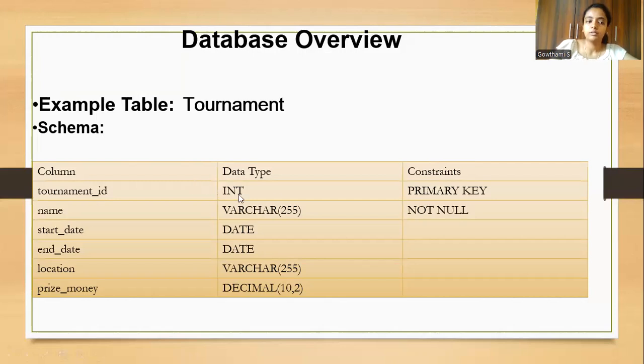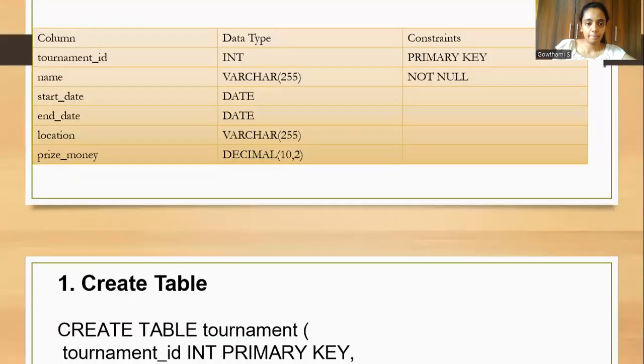For tournament ID, I'll be using integer, varchar for the name, and for start date and end date, I'll be using the date data type. For prize money, I'll be using decimal. These are the constraints. A constraint can be used for every attribute present in the database, but here I'm using only the primary key, on one of the columns. That's how we'll see how we can alter or manage this in further modifications.